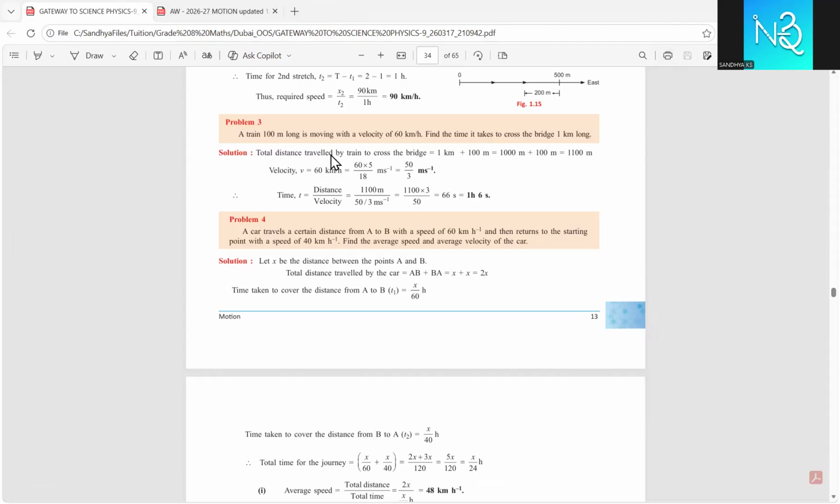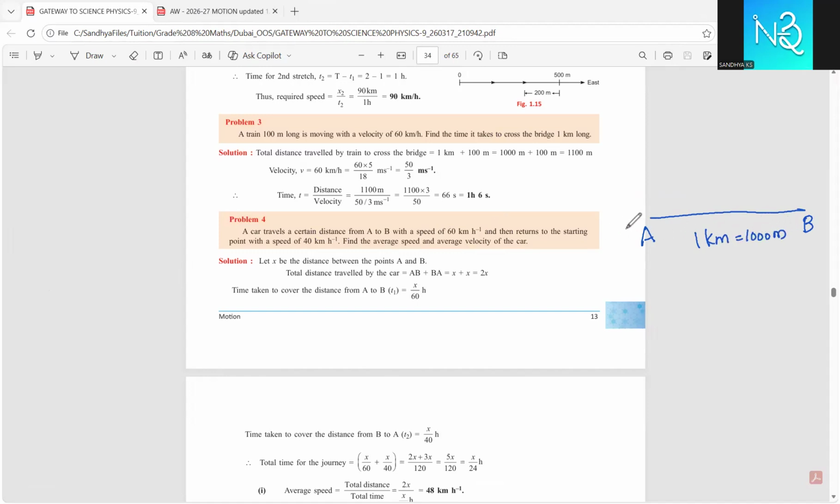A train 100-meter long is moving with a velocity of 60 kilometer per hour. Find the time taken to cross the bridge 1 kilometer long. So what is the total length of the bridge? 1 kilometer. Okay, so this is the total length of the bridge, AB. 1 kilometer equal to 1000 meter.